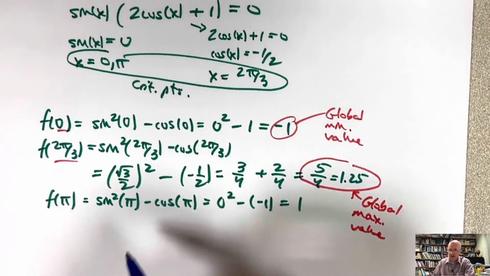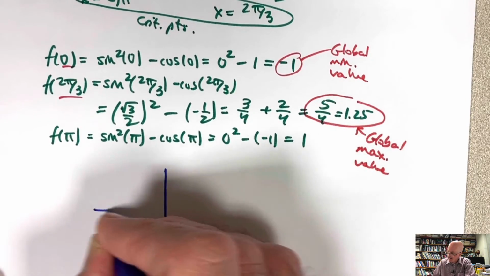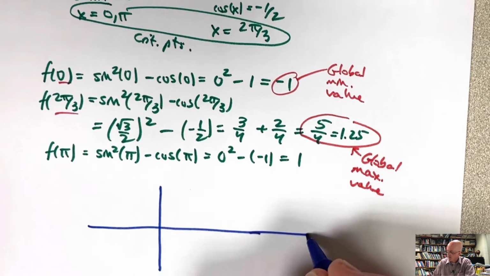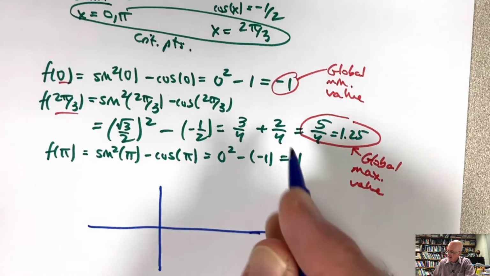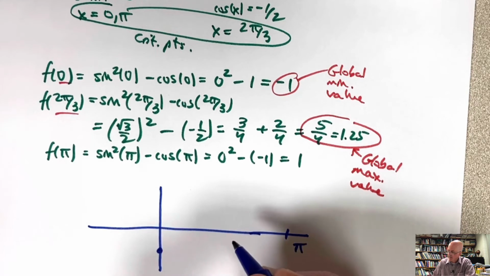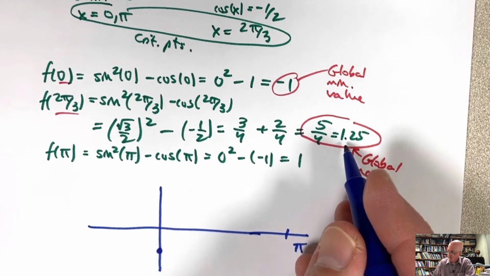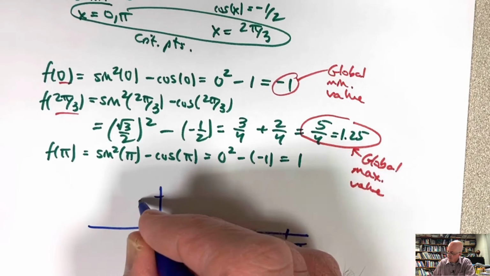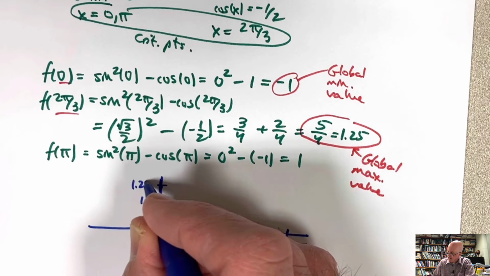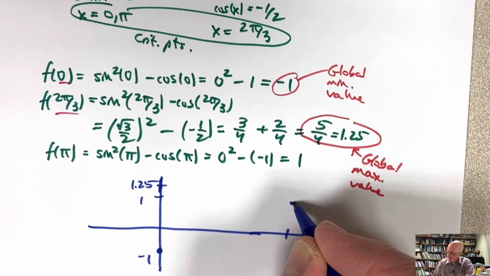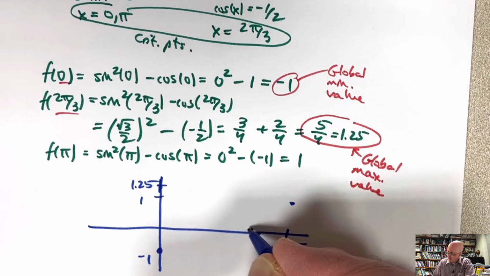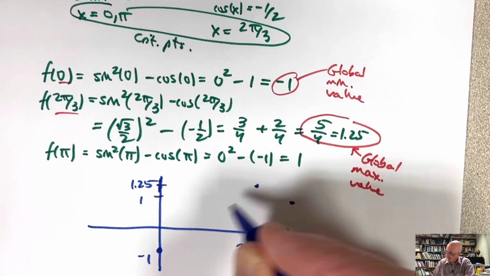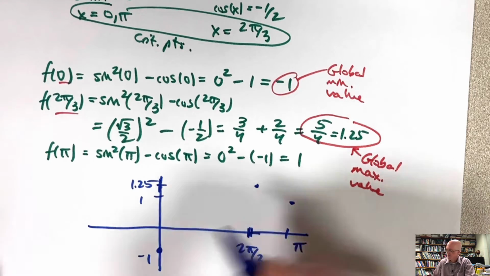What does the graph look like? Let's use blue here. Plot points. We are focused on the interval from 0 to pi here. F of 0 is negative 1. F of 2 pi over 3 is 1.25. It's negative 1 here. F of pi is back to positive 1. 2 pi over 3 would be around here, say. And so I guess the graph's got to look something about like that.